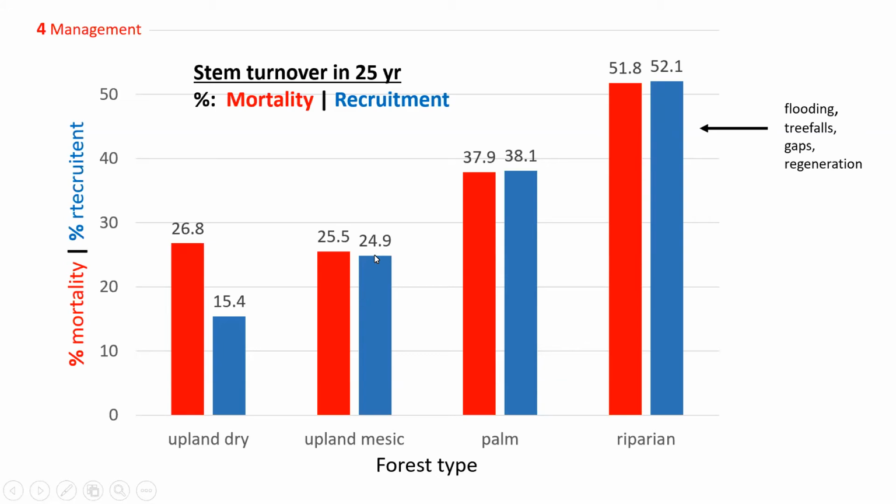Percent mortality and recruitment more or less match each other in upland mesic, palm, and riparian. These forests are pretty stable in terms of stems, but in actual fact, turnover really varies. And the really interesting thing is this riparian forest. Half the trees died in those 25 years, and half the present trees were new, had been recruited. This is an extremely dynamic forest.